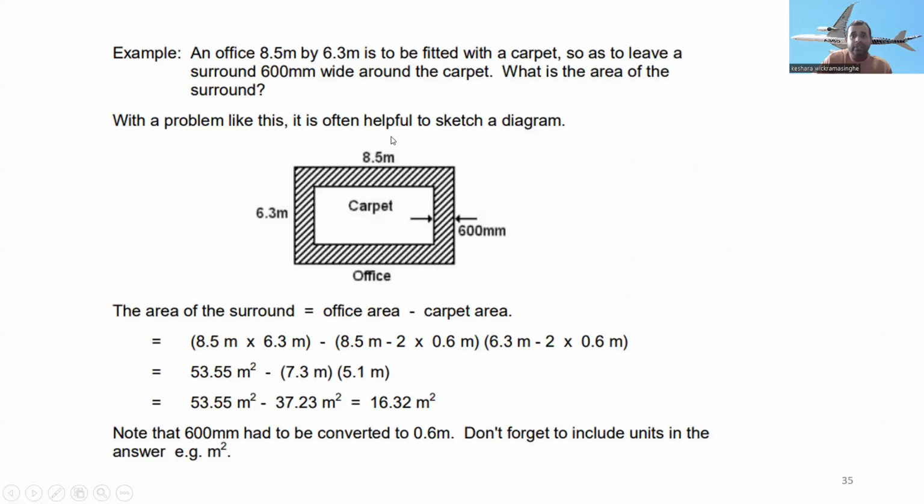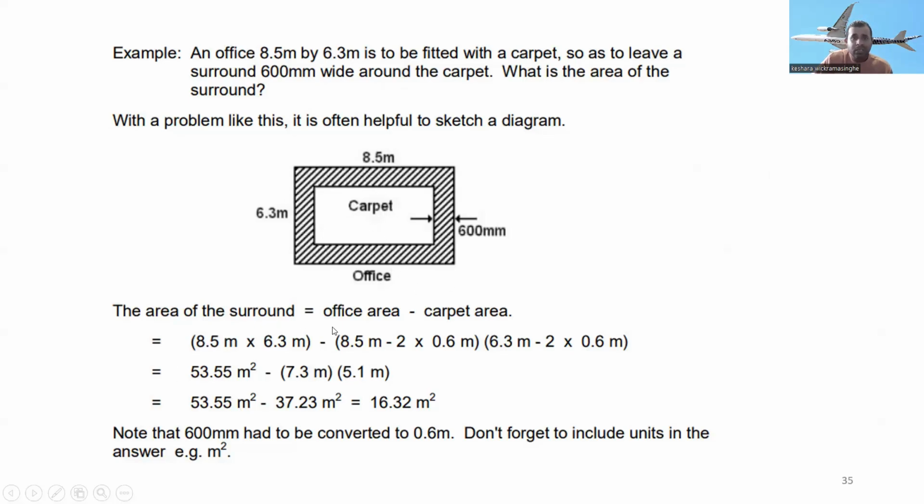With a problem like this, it's often helpful to sketch a diagram. If you have a problem like this, remember you must make a sketch diagram first, right? Don't just work it out in your mind. So now we will make it. The office length is 8.5 meters and the width is 6.3 meters, leaving a surrounding 600 millimeters wide around the carpet. Here is the carpet, and this is the office.